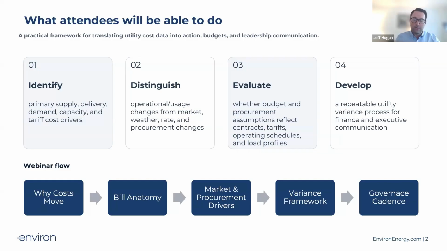The webinar itself is going to move in five-ish parts. We're going to start with why costs move, then break down the anatomy of a bill. From there, we'll look at the market, tariff, and procurement drivers. And then we plan to walk through a variance framework. Finally, we will close with a suggested governance cadence that we hope facilities teams can use on a monthly, quarterly, and annual basis. The theme across all five sections is that the utility bill should be treated as a management tool and not just an accounting record.